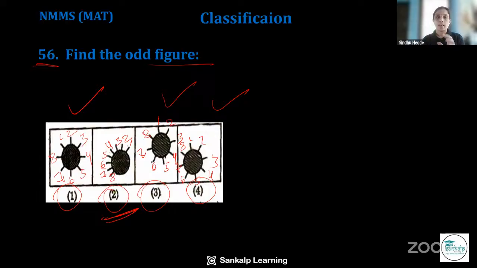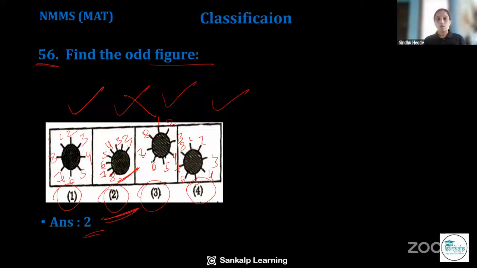And they are not arranged in a complete circle. Only half the circle is covered with 8 lines. The remaining 3 figures are covered with all 8 lines in a full circle. This half portion is empty. So figure 2 is different from the rest. Answer is 2 on the basis of that outside arrangement.